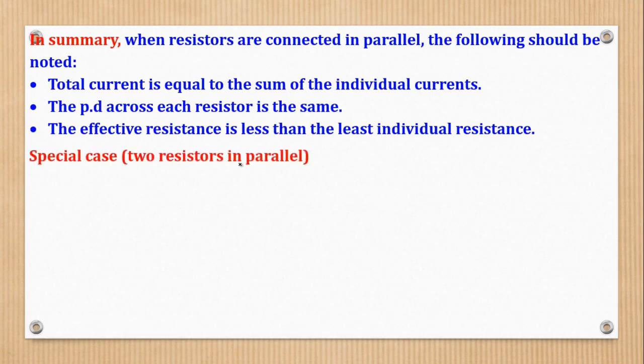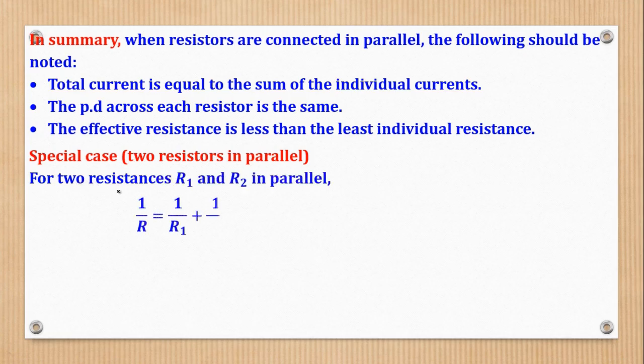Now we have a special case, just like it was under capacitors. So a special case is two resistors in parallel. For capacitors, the special case was two capacitors in series. In electricity, the special case is two resistors in parallel. So for two resistors in parallel, we shall write 1 over R equal to 1 over R1 plus 1 over R2, where R is the effective resistance.